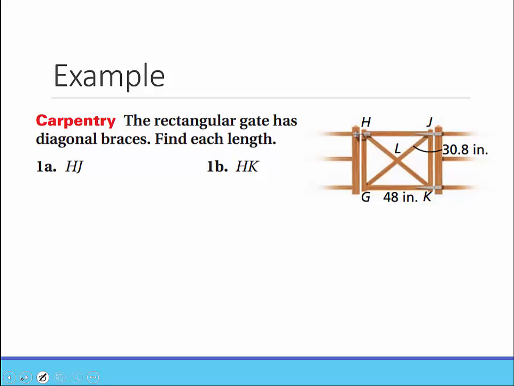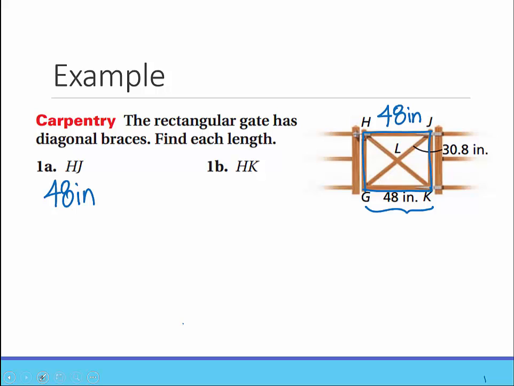So let's do an example. The rectangular gate has diagonal braces. Find each length. So the first one we've got to find is HJ. That's up here. And because I know this is a rectangle, I know several things. I know that the opposite sides are parallel, I know the opposite sides are congruent, and I know that all of the angles are 90 degrees. So if G to K is 48 inches, that means H to J also has to be 48 inches.